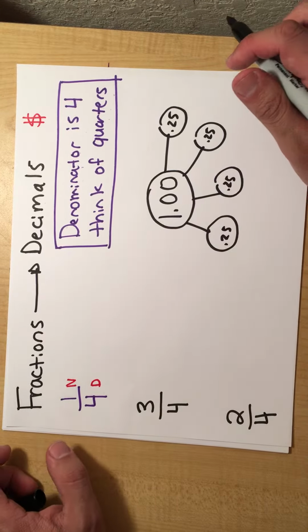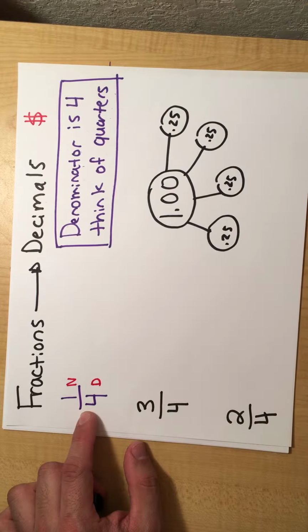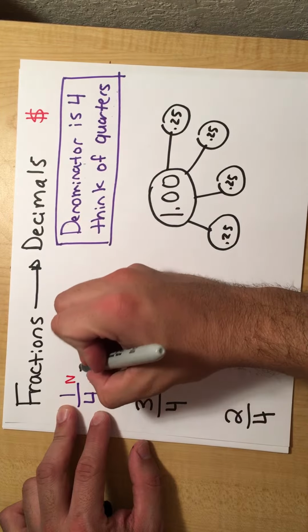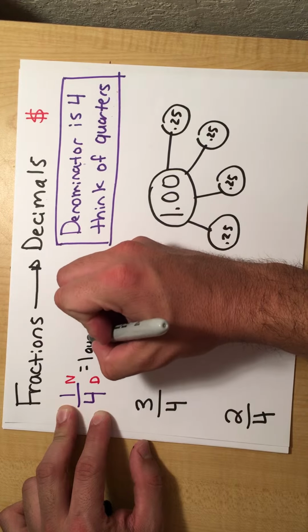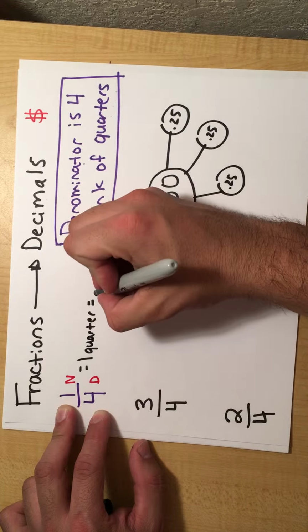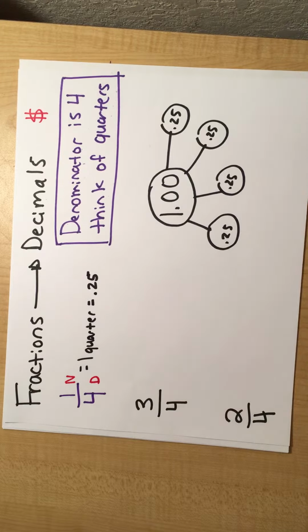So whenever you see a fraction and the denominator is 4, I want you to think of quarters. And the top number tells the number of quarters that we have. So if we have 1 quarter, that is equivalent to how many cents? To 25 cents. You guys agree? And you see, I didn't have to do any type of division. This is just thinking of fractions that have a denominator of 4, thinking of quarters, and just thinking of money.